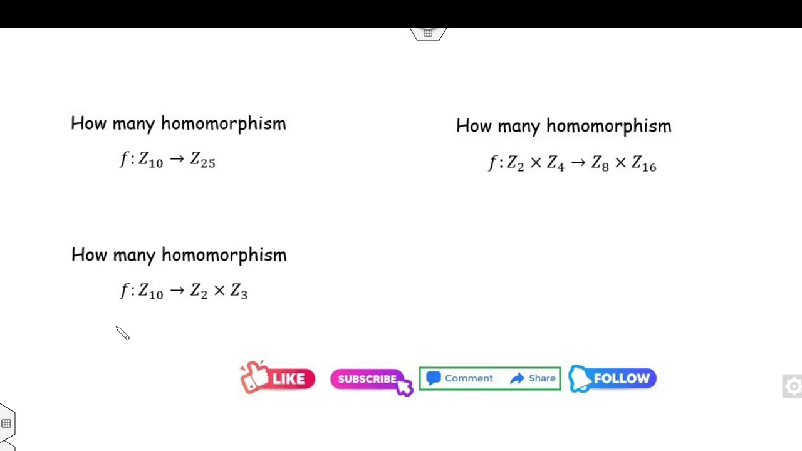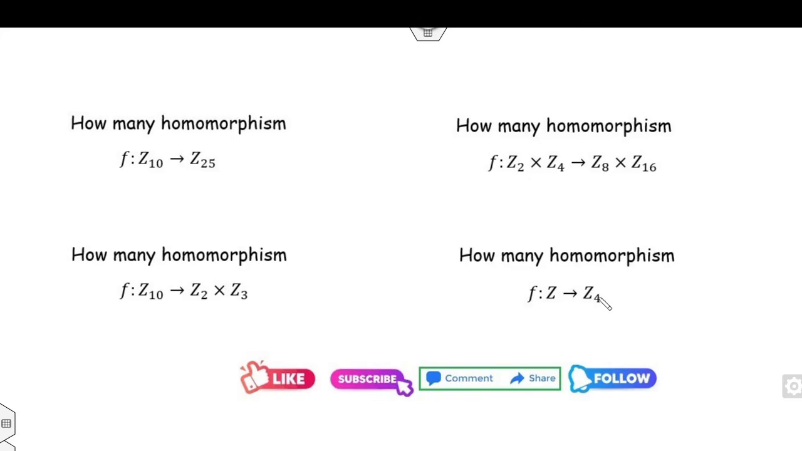Look at the third case. How many group homomorphisms are there? You can find the GCD of 10, 2 and find the GCD of 10, 3. So the GCD is 2, GCD is 1. So the right answer of this problem is, how many homomorphisms of this group, 2 is the right answer. Look at this one.